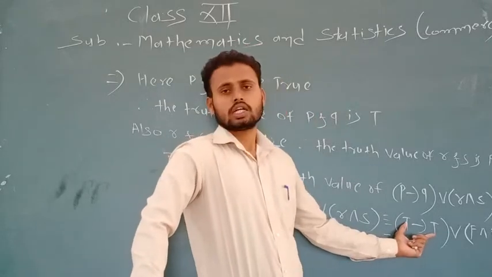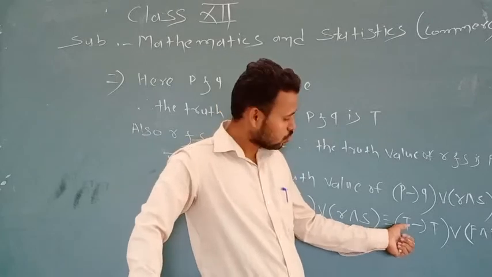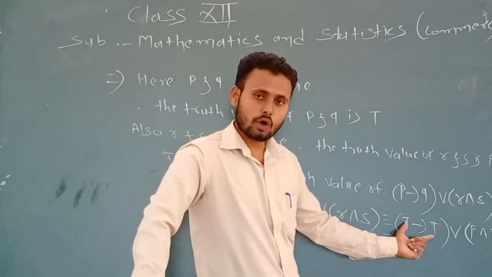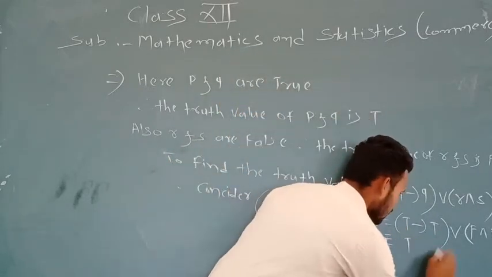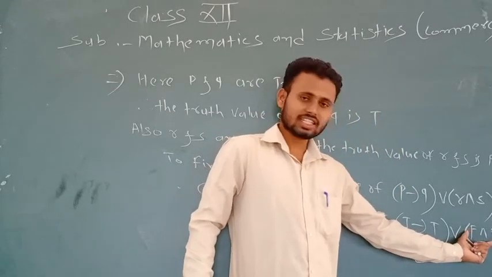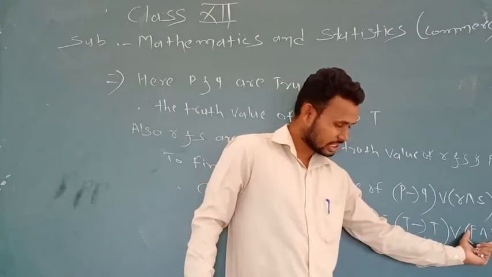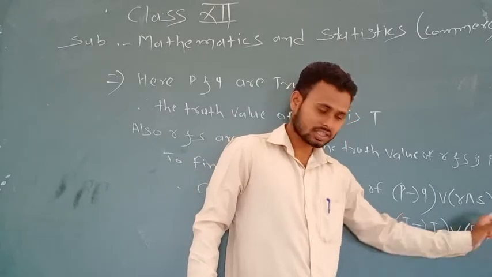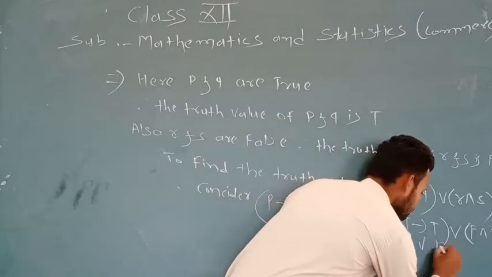Now which is equivalent to? In the conditional statement, if the first substatement is true and the second substatement is false, then the conditional statement is false, otherwise it is true. Therefore T implies T is T. And in conjunction, we know that if both the substatements are true, then the conjunction is true, otherwise it is false. Here F meet F is false, therefore here we get false.